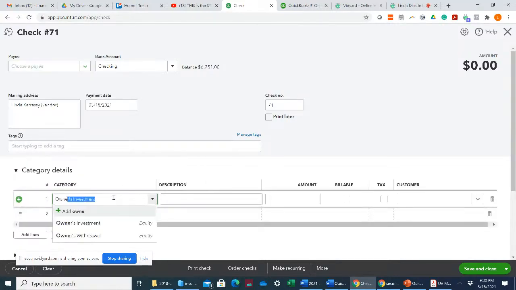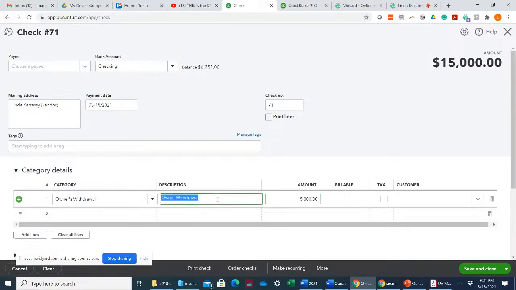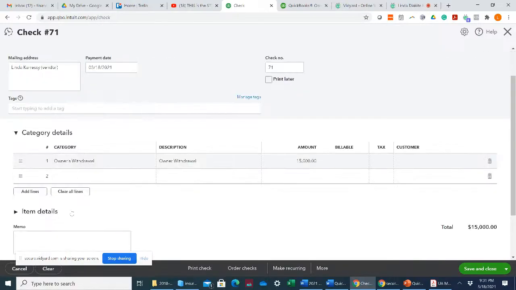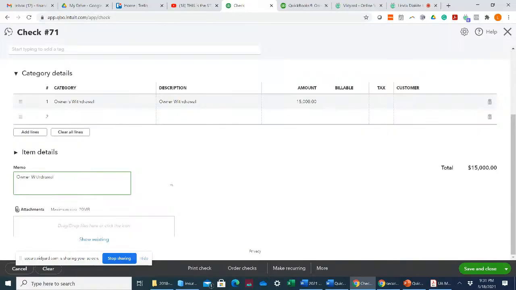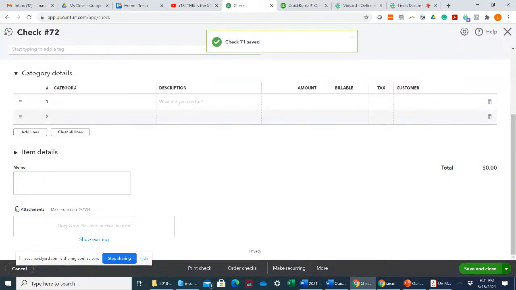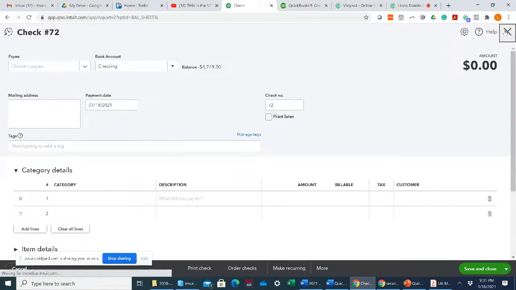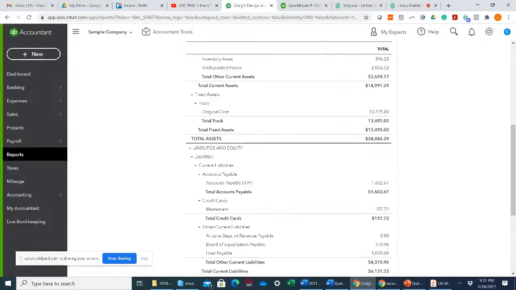I'm going to just say owner withdrawal, and let's just say, I don't know, 15,000. They took out 15,000 for whatever reason. Of course, you can attach any documents here. And then I want to show you on the balance sheet how that looks.